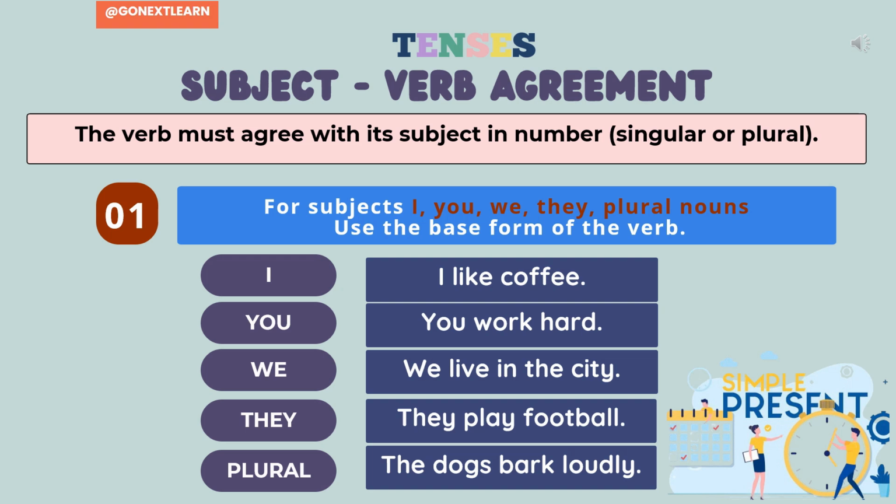Now, here's where it changes. Let's look at the other rule. Here is the second, crucial rule.